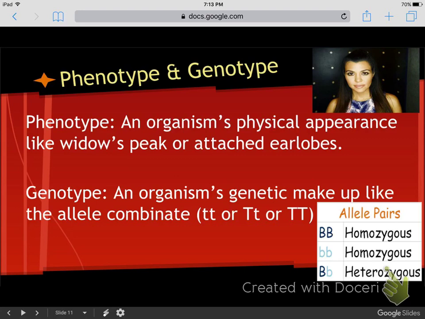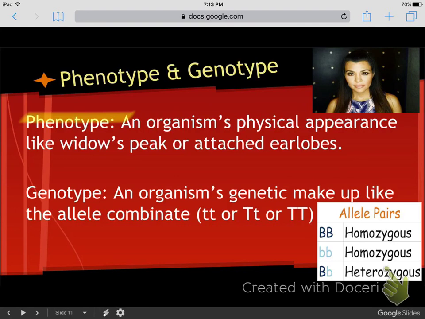So next, the vocab words we got to talk about are phenotype and genotype. Phenotype is an organism's physical appearance. So the trait that they have clearly shows up and you can actually see it with your eyes. So the phenotype of an organism could be brown hair, blue eyes, freckles, widow's peak, attached earlobe. All those are things that you can actually see about that organism.